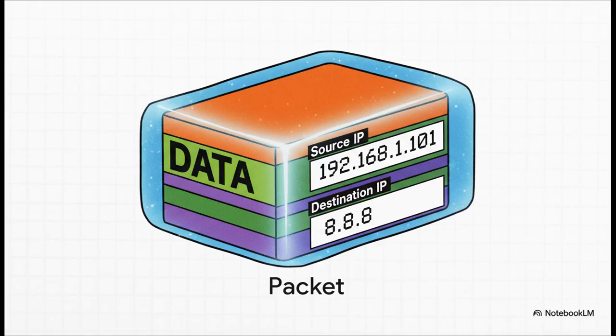So each of those little chunks from layer 4 now gets wrapped in another layer of information, a new header. And this header has the all-important source and destination IP addresses. Once it has that IP address, it's officially called a packet. And that destination IP address? That's the global address that tells the entire internet exactly where this thing needs to end up.